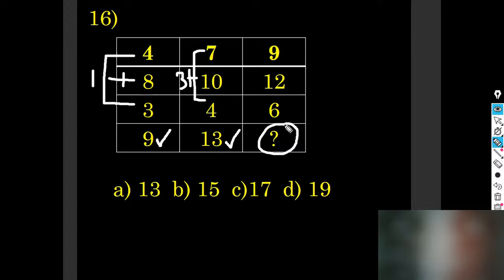15, okay. Just subtract these. 9 and 6. 9 minus 6 is 3. Add the 3 to the second number. 3 plus 12 is 15. So 15 is the correct answer. Yes, 15 is the correct answer. Subtract first and third, add it to the second number. It gives us the fourth one.